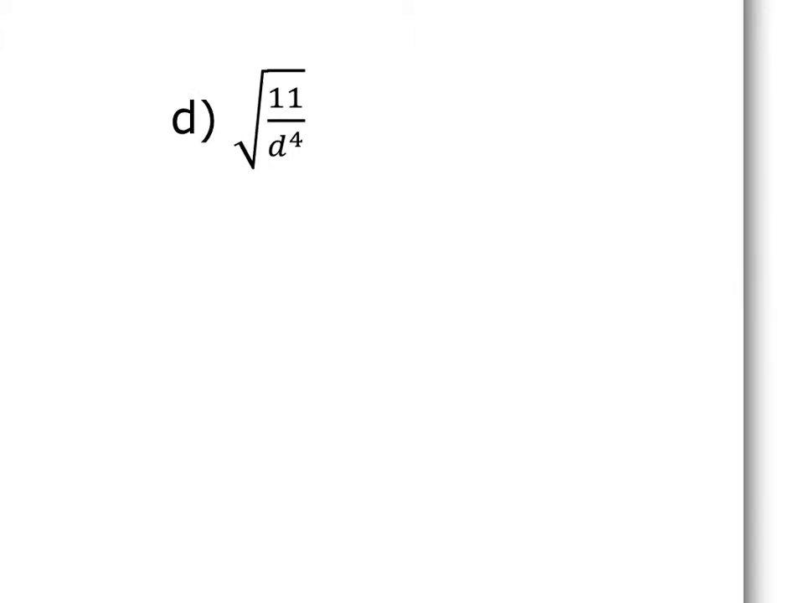Amazing. Next one. Same thing. Break it down. Square root of 11 over the square root of d to the fourth. Square root of 11 is prime, so we leave it alone. Square root of d to the fourth would be d to the what power? 2. That's it. Today's lesson is easy.